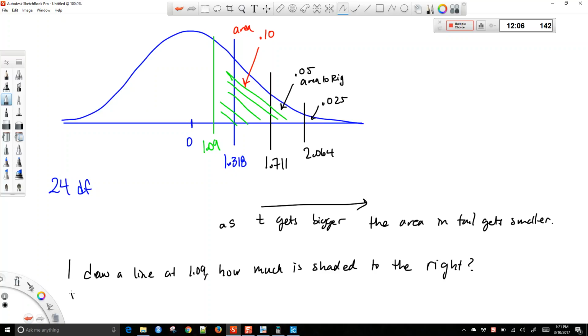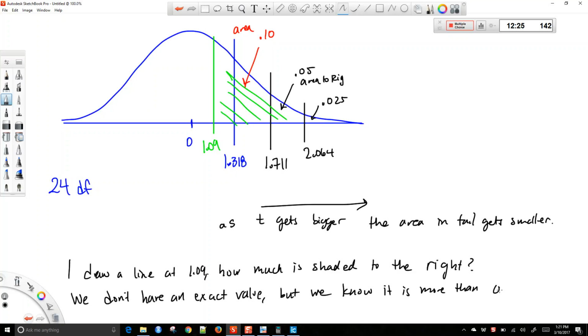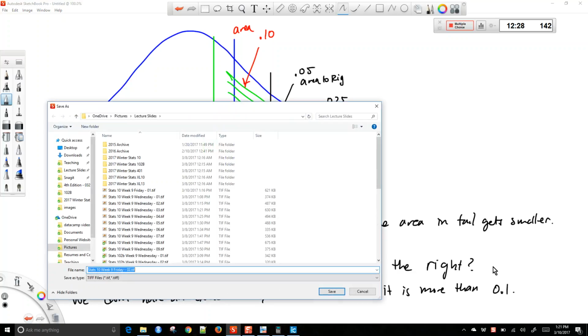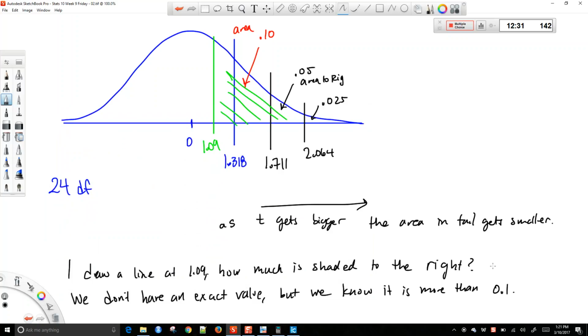Okay, the answer is, we don't have an exact answer, but we do know it's more than 0.1. That's how this t-table works. If we have a cut at 1.9, how much have we shaded in? We don't know, but we know it's more than 0.025, but less than 0.05. That's what we're saying.